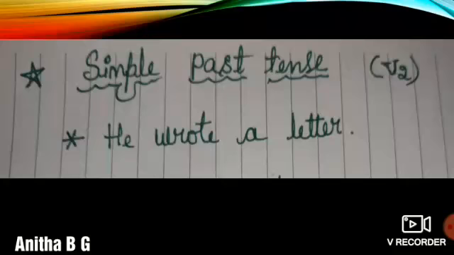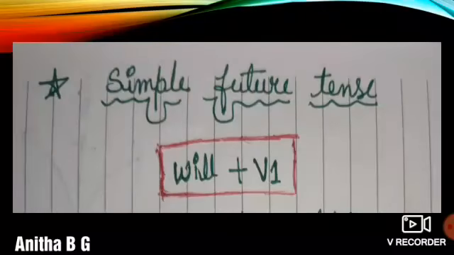He wrote a letter. He wrote, they sang, like that. Next one, simple future tense, we have to use will plus V1. He will write, she will write, they will write, like that. We have to use will plus V1 in the simple future tense.